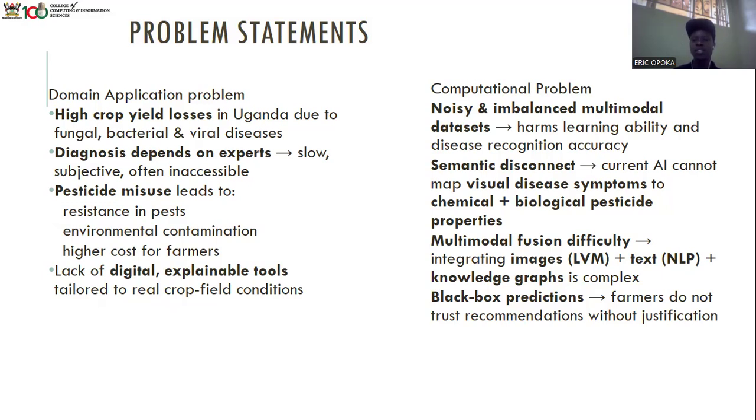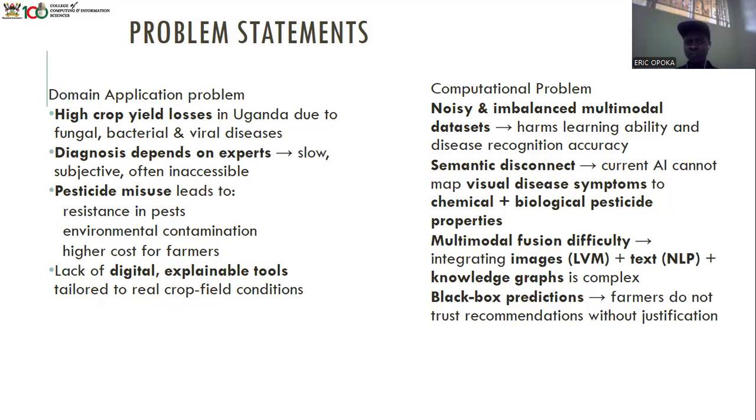So next, we have the computational problems. We have 4 main ones also. Noise and unbalanced multimodal data set. So in this case, our system works with almost 4 to 5 main different models. The first one, which is the vision transformer, getting the images was so hard. In one case, you can get an image set which has some biased data. So it means some other crops have too many images than the rest. So in this case, it harms the learning accuracy.